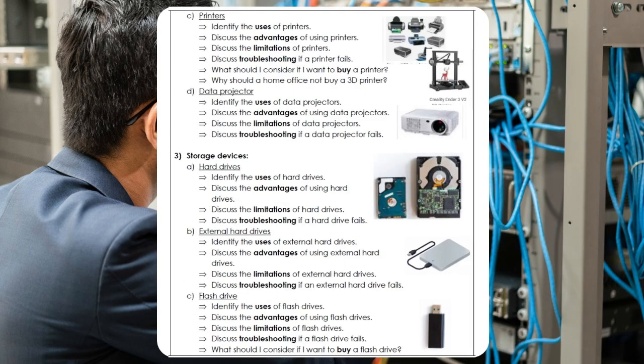C. Printers. Identify the uses of printers. Discuss the advantages of using printers. Discuss the limitations of printers. Discuss troubleshooting if a printer fails. What should I consider if I want to buy a printer? Why should a home office not buy a 3D printer?